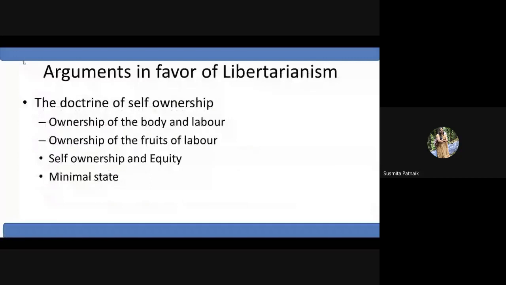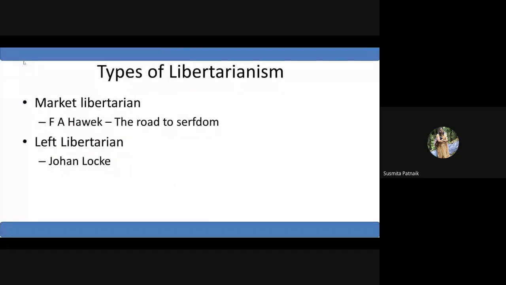So there are two types of libertarianism. The one is called market libertarianism, and it was advocated by F. A. Hayek. There is again the spelling mistake: H-A-Y-E-K, not W-E-K. And he has written one book called The Road to Serfdom.